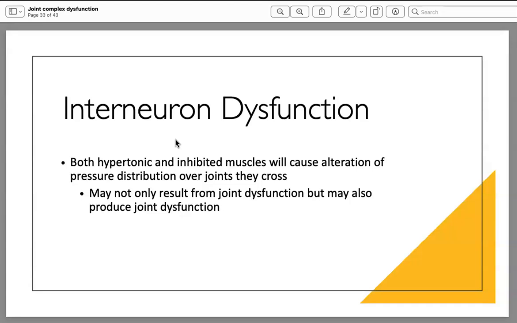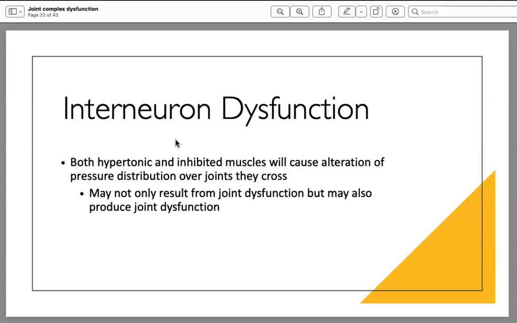Whether we're having elements of hypertonicity or inhibited or hypotonic muscles, it can cause alteration of the load distribution over joints. So that's what we mean when we say hypertonic or hypotonic musculature might not only be a result of joint dysfunction, but it may also be producing joint dysfunction. So it's kind of difficult when people say, oh, well, what do you do first? Do you adjust or do you do soft tissue work first? You can attempt to do both depending on the patient in front of you.